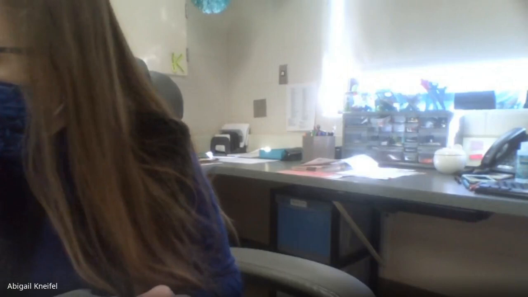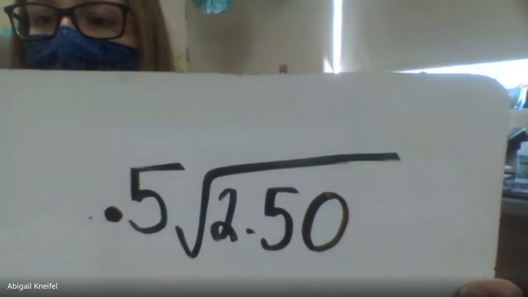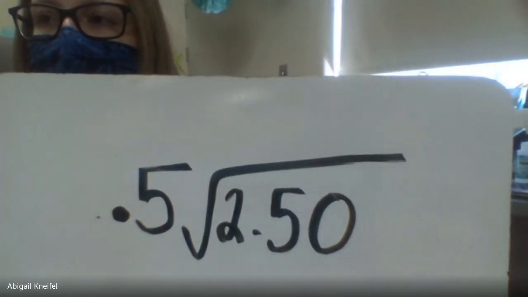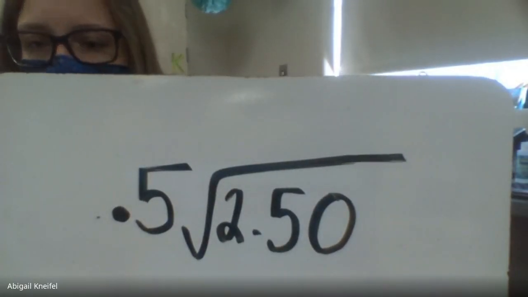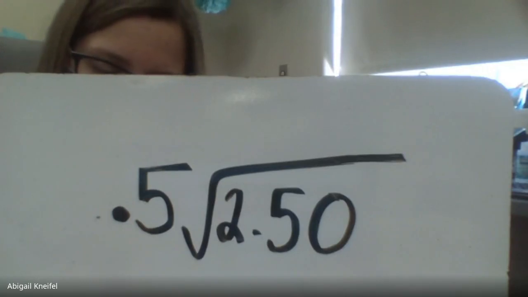I'm trying to think of a good number. That way we can make sure it goes into it. All right, let's do. Make sure you move your decimals. So after you move your decimals, it is just regular division.